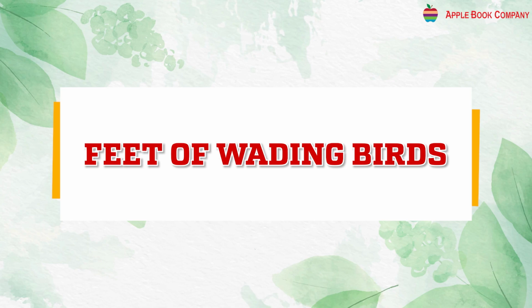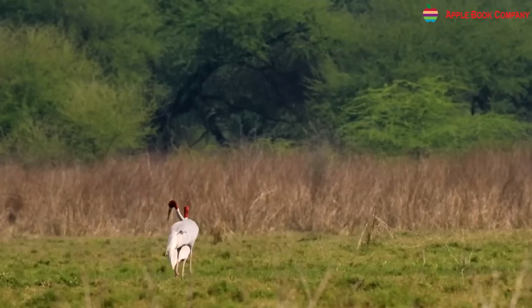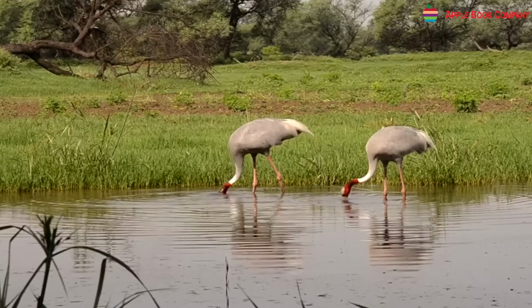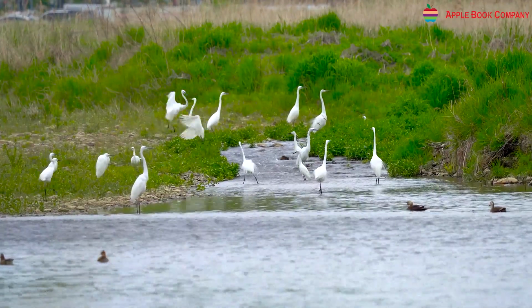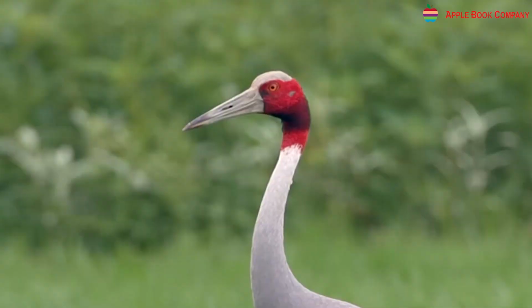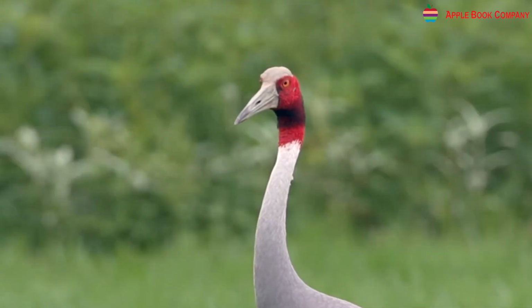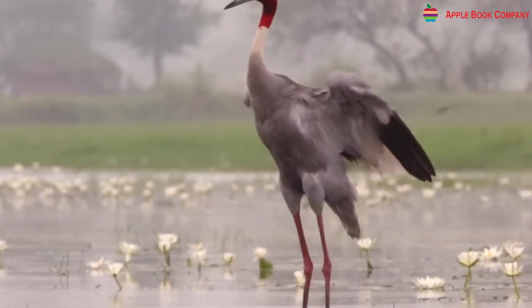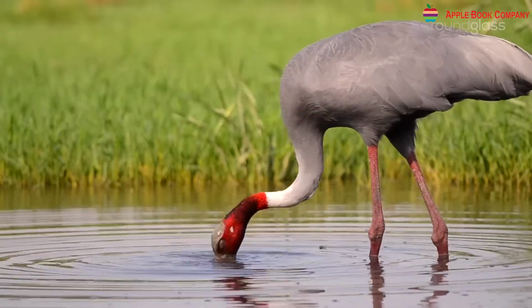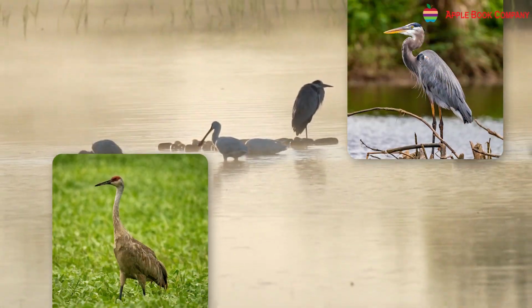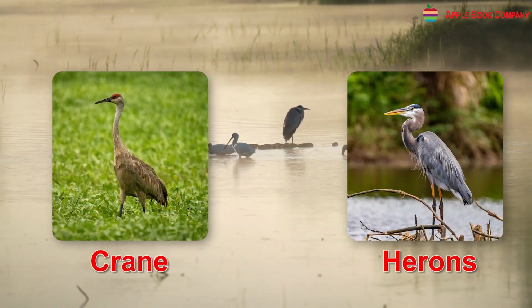Feet of wading birds. Some birds cannot swim but stand in water in order to catch the food. These are called wading birds as they wade in water. Such birds have long, thin legs and widespread toes which help to walk in shallow water and mud. This is seen in birds like cranes and herons.